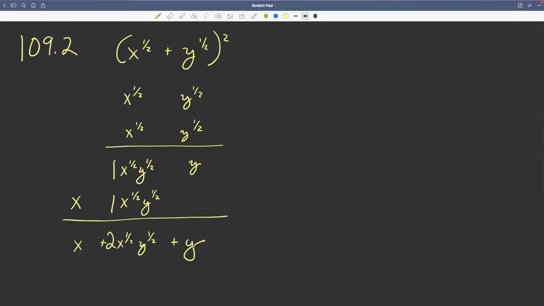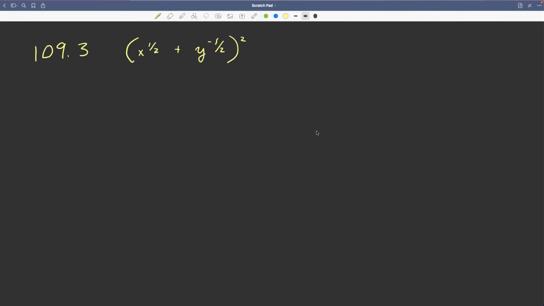And that is not the same thing that we would have gotten if we had just multiplied here. If we had just multiplied here, we would have gotten x plus y. We would have completely missed this middle term. And that is why we cannot just use the power rule for exponents when we have a sum base here. Okay, let's move on to 109.3. All right, so in 109.3, we have a negative exponent.